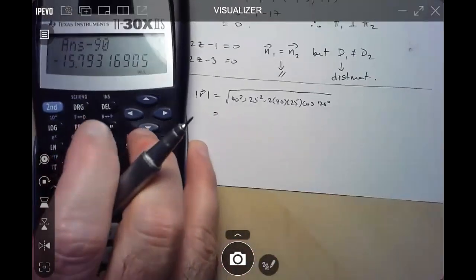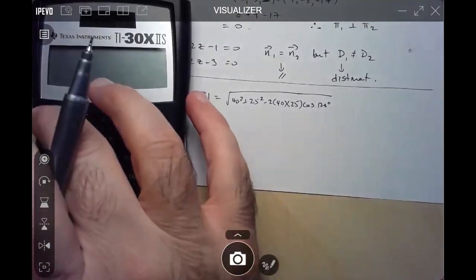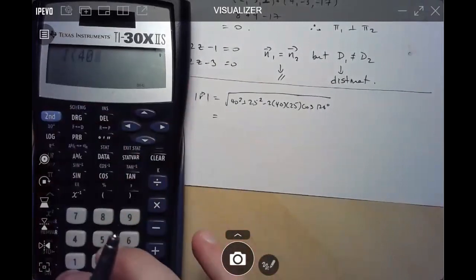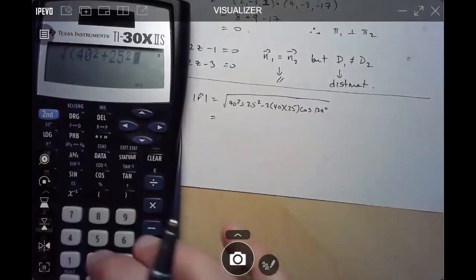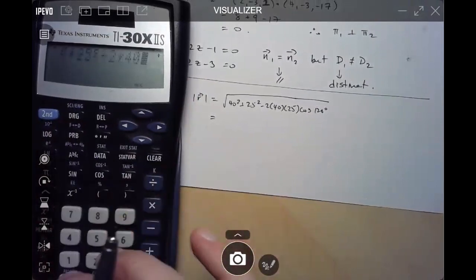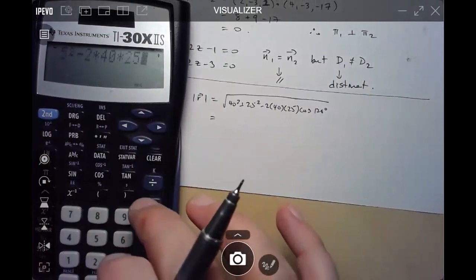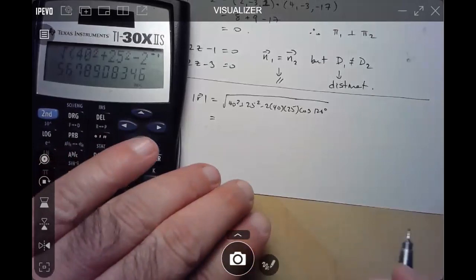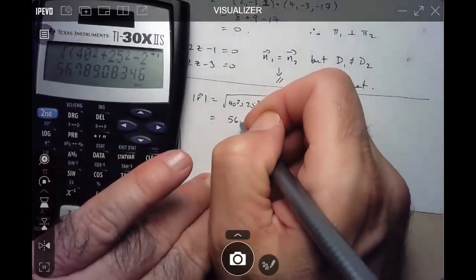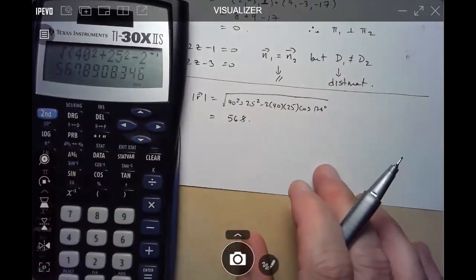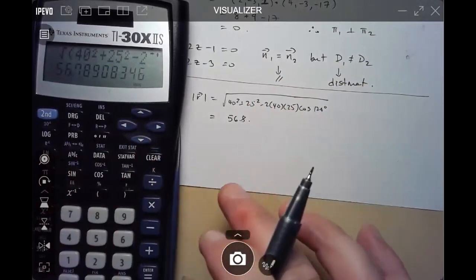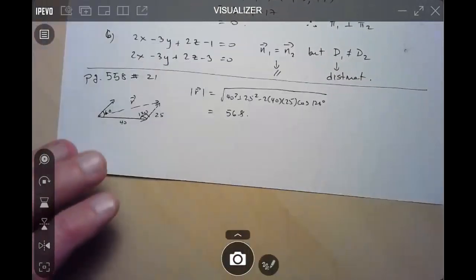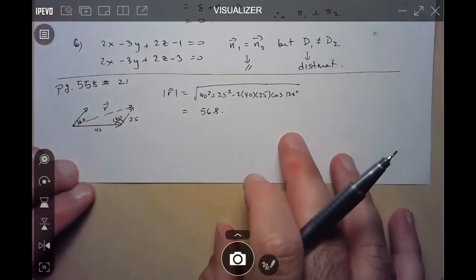Okay, so let's calculate this here. Square root of 40 squared plus 25 squared minus 2 times 40 times 25 times cos of 120 is 56.8. Okay, so this is going to be the magnitude of the resultant, but also the magnitude of the equilibrant, because that's just going to be in the opposite direction, but same magnitude.